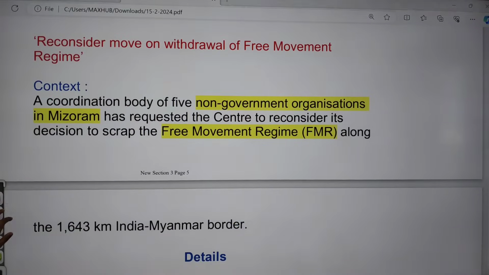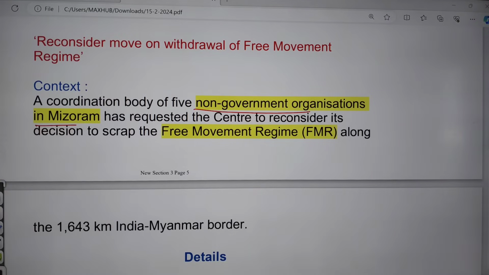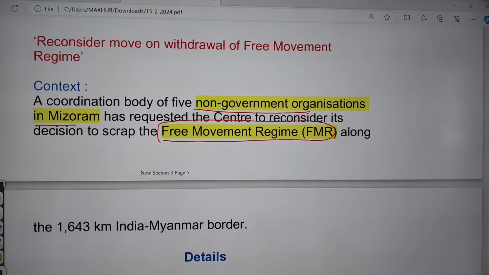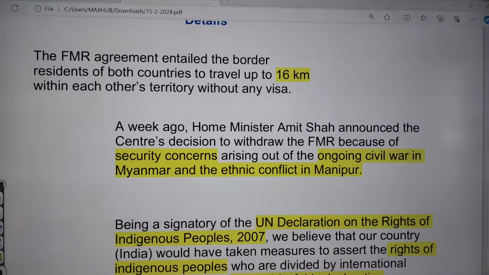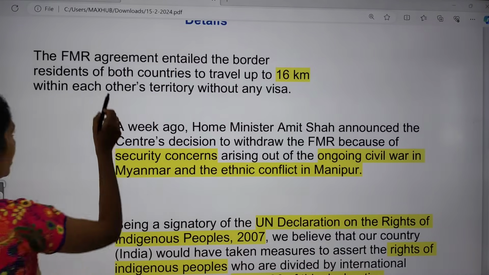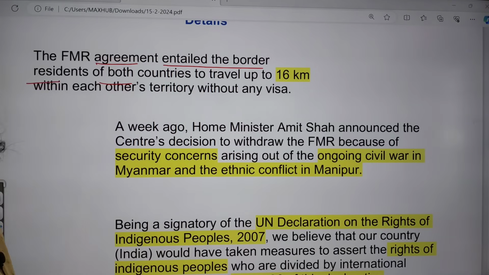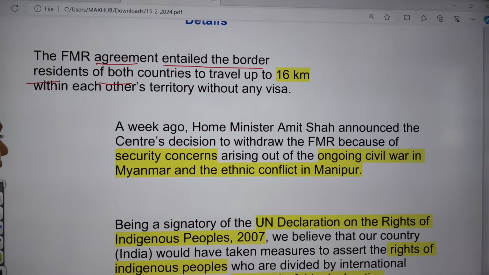So what is the context? A coordination body of 5 NGOs, that is non-governmental organizations in Mizoram, requested the central government to reconsider the decision of scrapping the free movement regime across this 1643 kilometers of India-Myanmar border. If you see some details, this free movement regime agreement entailed the border residents of both countries, and it allows people across the border to travel around 16 kilometers without any visa.